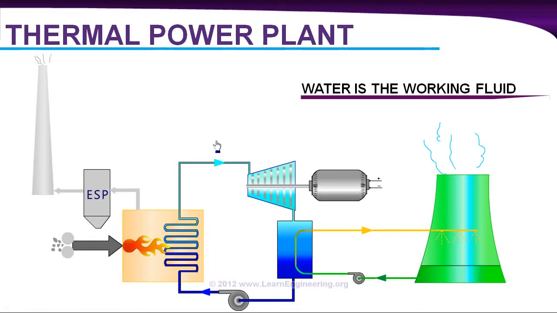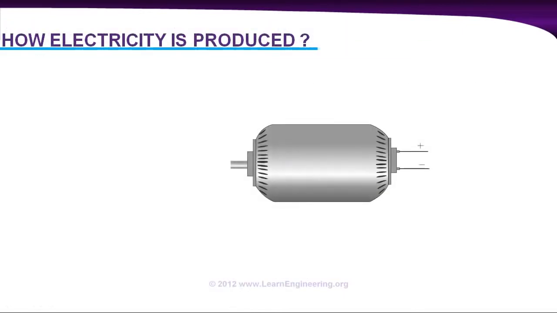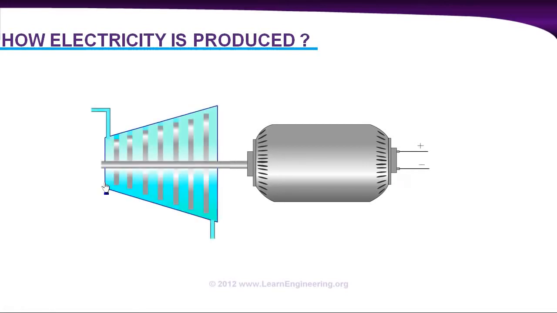So the basic question: how is electricity produced? Here is the answer: using a generator. If we can rotate the shaft of the generator, we can produce electricity. In thermal power plants, we rotate this shaft with the help of a steam turbine. You can connect a steam turbine to the generator shaft, and if you can rotate the blades of this turbine, you will get electricity.